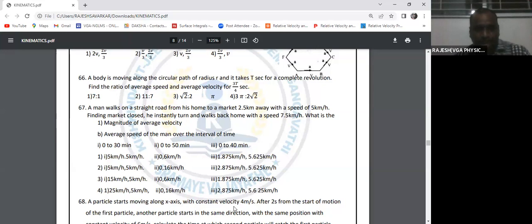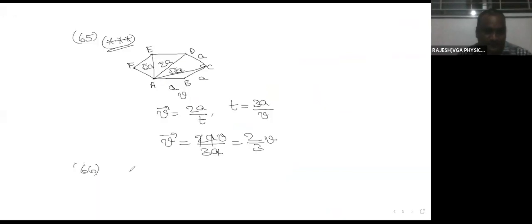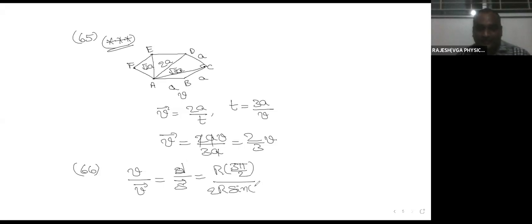So take the ratio at 3t by 4. So v by v bar is equal to distance by displacement. Distance is r theta, r into theta, that is r into 3 pi by 2, while the displacement is 2r sine of 270 by 2, which means 135. So r will get cancelled. Sine 135 is 1 by root 2, so we will get 3 pi by 2 root 2. Right?